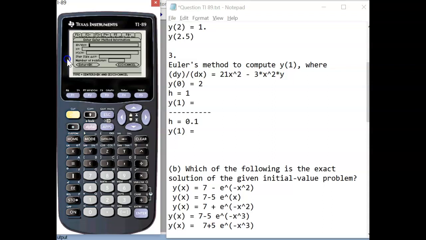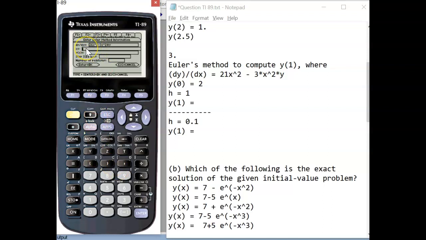21 x squared minus 3 x squared times y. Very important to put the times symbol there. You cannot write x squared y, but x squared times y.